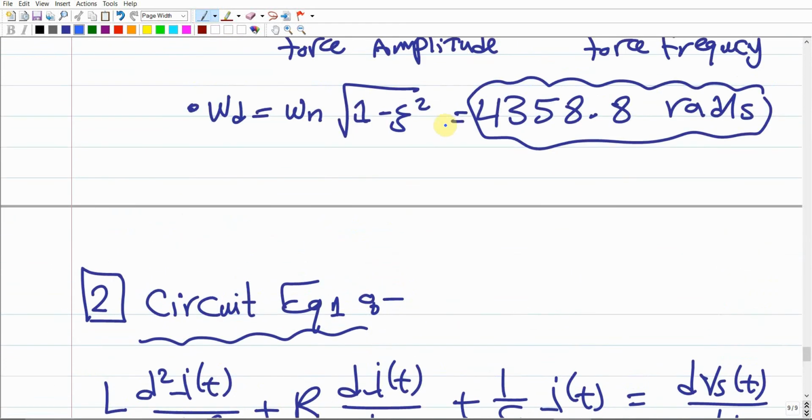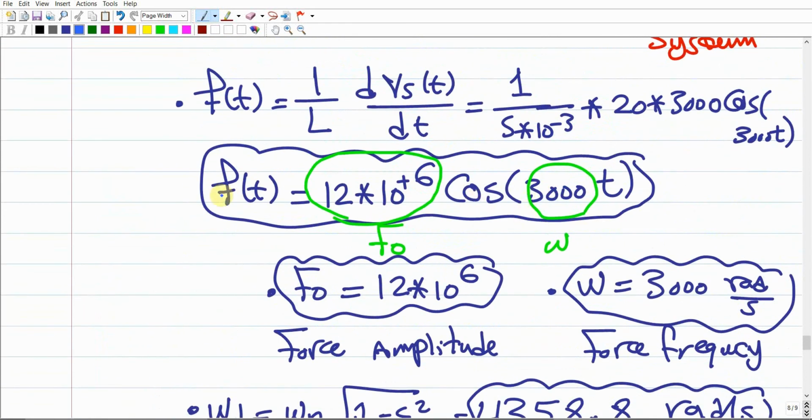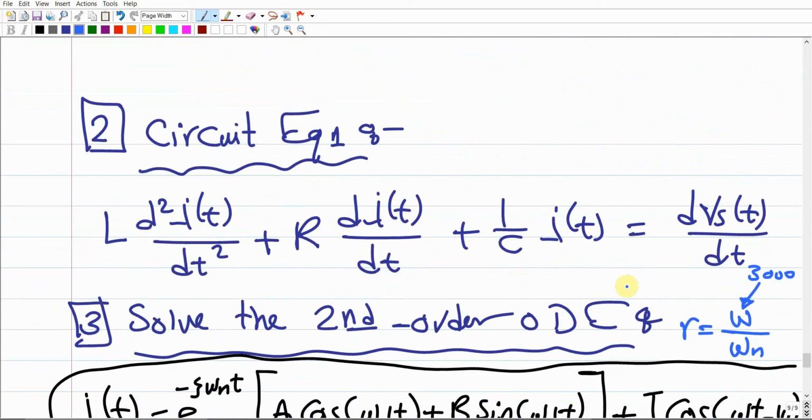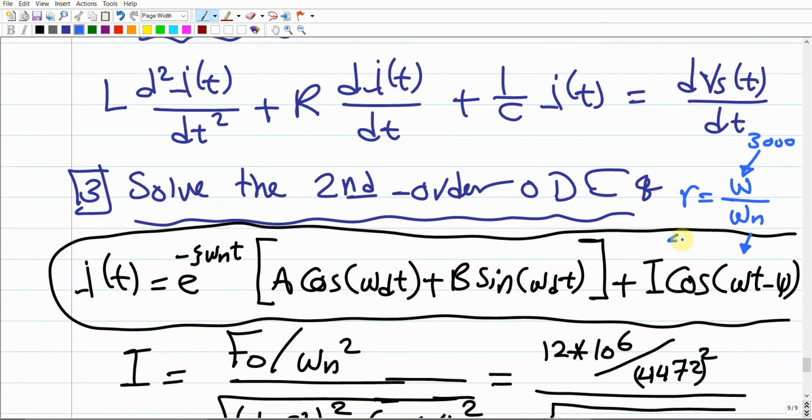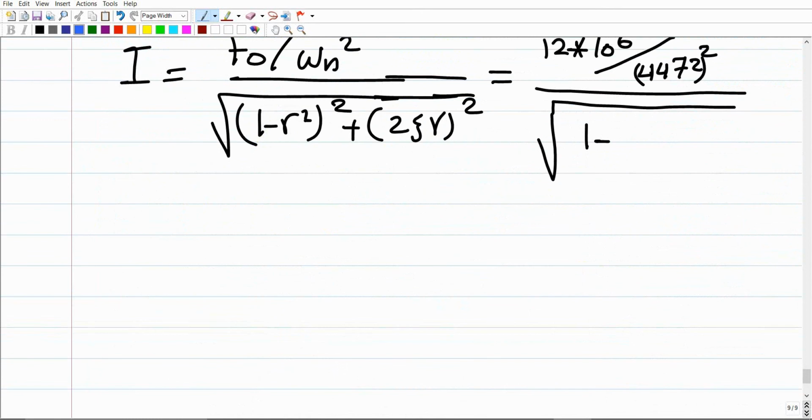This is the omega, it should be the one in the cosine of the forcing term. We got it by 3000 divided by omega n, which is 4472. If we did the calculations, we shall end up with a specific value for r. So 3000 divided by 4472, this is going to give us 0.67. This value of r, it could be less than 1, bigger than 1, it depends, right? It can attain any value.